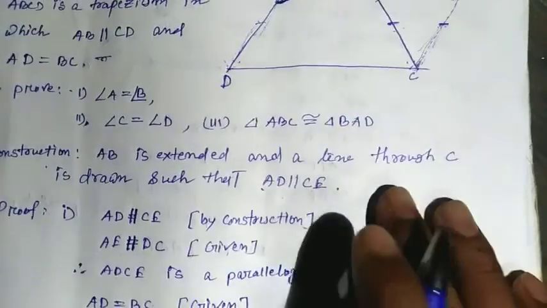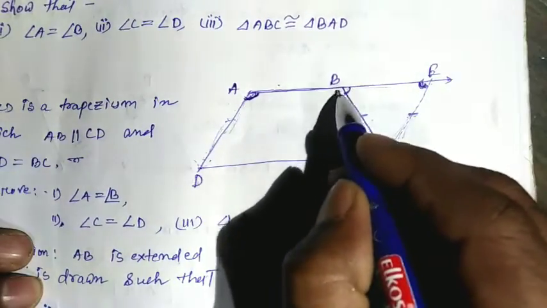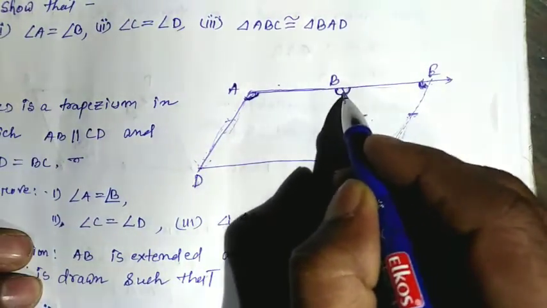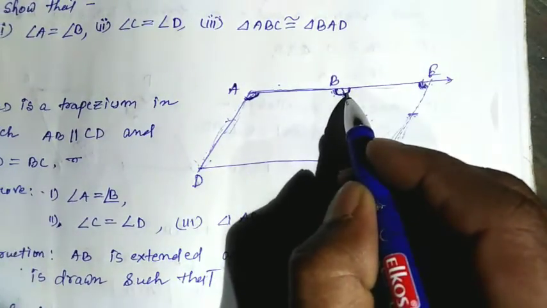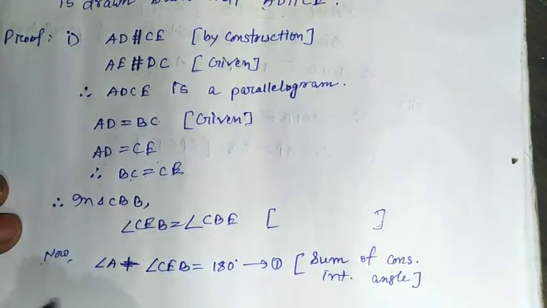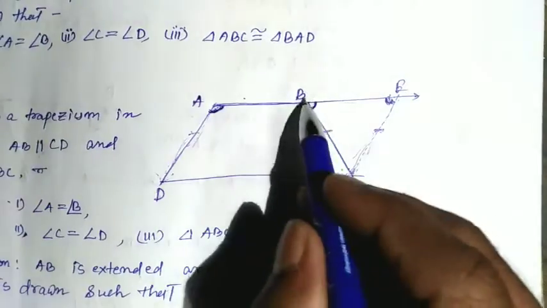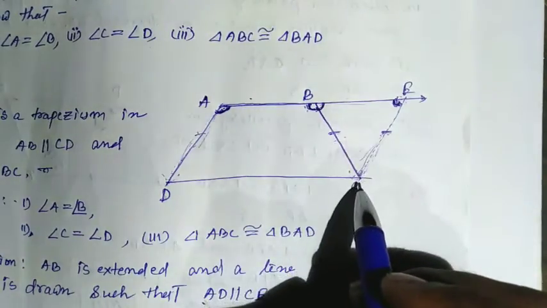Again see, this one is a line, so these two angles are what? The sum of these two angles is also 180 degrees. So we can write again these two angles, angle CBE and angle ABC.